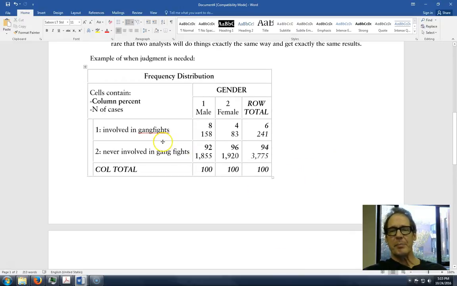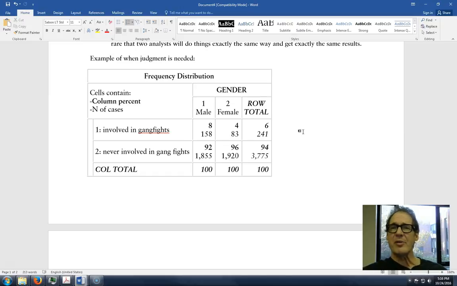And we're looking at the percentage of people who've been involved in gang fights. Remember, these are teenagers. And gender is our independent variable. So 8% of the male teenagers have been involved in gang fights, only 4% of the females. So if we calculate delta, we get 4%. So is this table statistically significant? Is that a significant difference? Well, it doesn't meet my rule. It's not greater than 10%. 4% doesn't sound like very much.